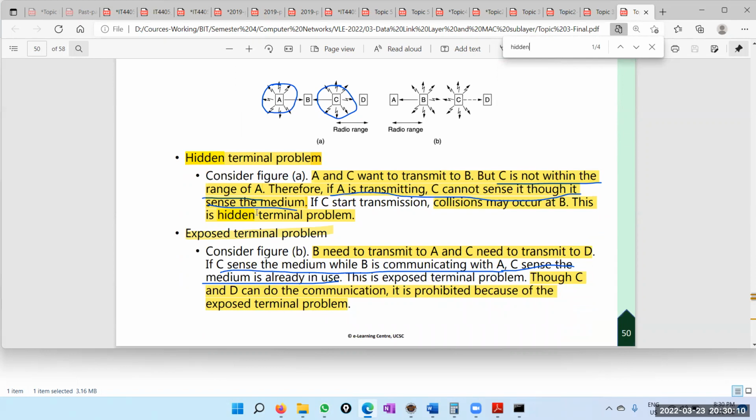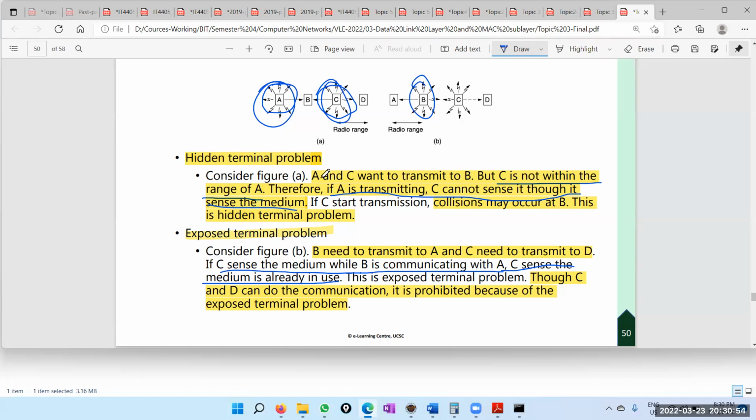Okay. For example, consider figure A. A and C want to transmit to B. There is A here, C here. But A and C are not directly aware of each other. C is aware of D, B is aware of A. So you can see that they are not directly aware of each other. Therefore, if A is transmitting, C cannot sense it through sensing the medium.